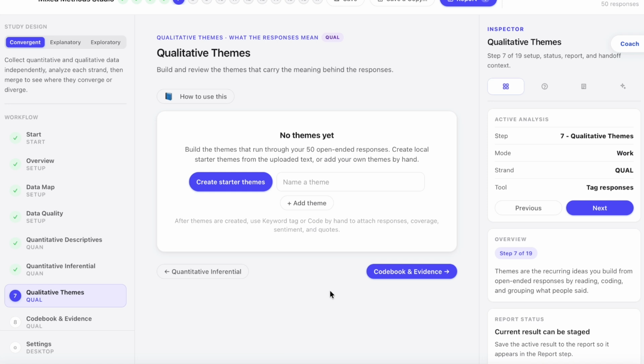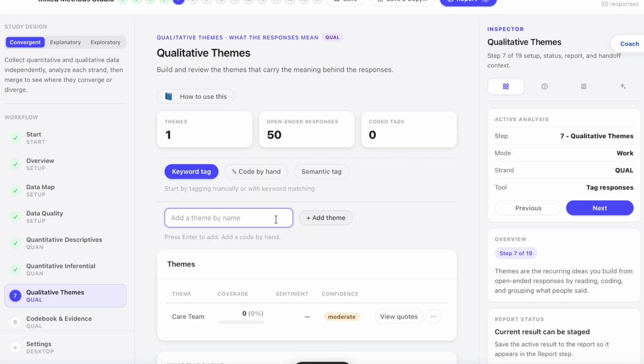Now we cross over to the words, and quantitative folks, stay with me. This is the part that felt unfamiliar to me too the first time. We read what patients wrote and we sort it into themes. One real tip from doing this myself. When you land here, Studio offers to create starter themes for you automatically. For a study where you already know your constructs, I'd skip that. The auto starter can hand you messy literal codes.